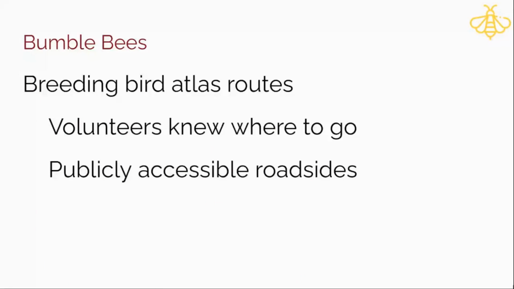In terms of where people were going, we used breeding bird routes. So these are routes that have been set up by the Breeding Bird Atlas Survey that are all across the U.S. and they are also set up to be spread out across different kind of ecological areas. This was something that worked well for us in Minnesota, where there's not a lot of public land, and where there is public land, it's mostly just in the northern part of the state. If we were to rely on people finding places, I was nervous about having people find places to go. So by using the Breeding Bird Atlas routes, we were able to set up these routes. Volunteers knew where to go, and these were all in publicly accessible roadsides.